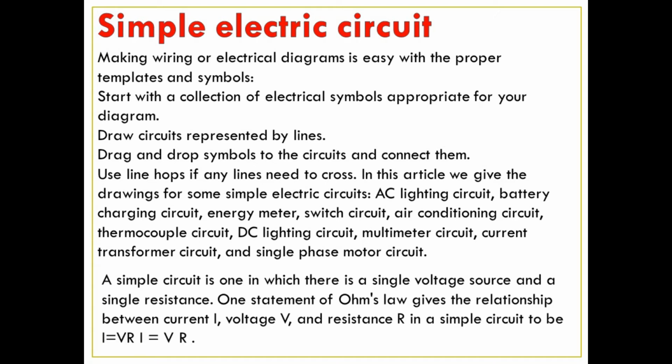A simple circuit is one in which there is a single voltage source and a single resistance. One statement of Ohm's law gives the relationship between the current I, voltage V, and the resistance R in a simple circuit to be I is equal to V by R.